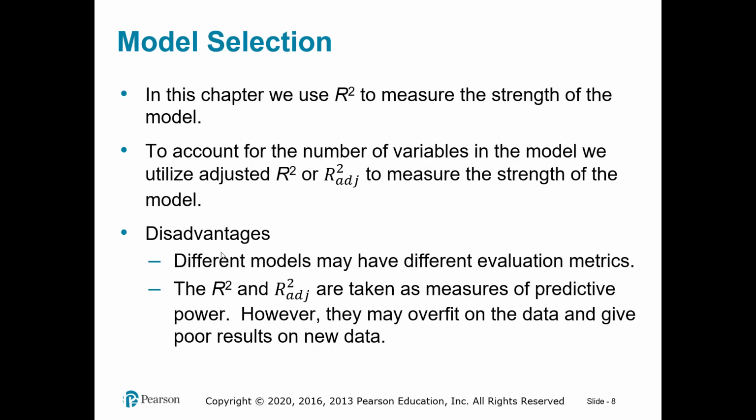And the disadvantage of how we do it in the book is that there are lots of different fancy types of regression. Not all of these use R-squared to measure the strength of the model. And we take these values as values of predictive power, but they're not really pure measures of predictive power. They're just showing us how well we fit the training data set. And even when we adjust for the number of variables, they don't directly measure how good our model is at prediction.